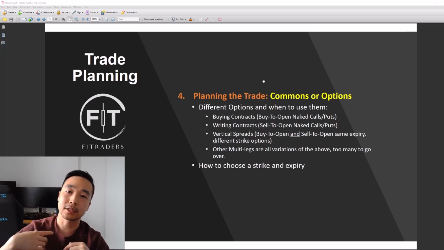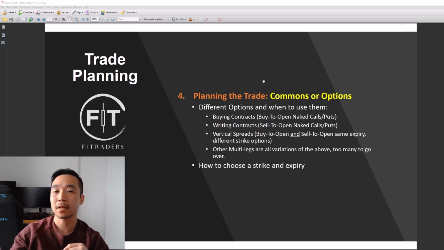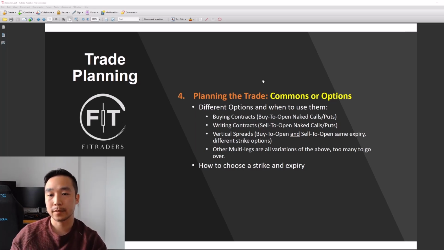So you're betting that the stock's going to go up. But what's the upside to that? Why would someone buy a vertical spread versus just buying a contract, right? With buying a contract, you have unlimited upside, but you also put up a lot more risk to get that upside.